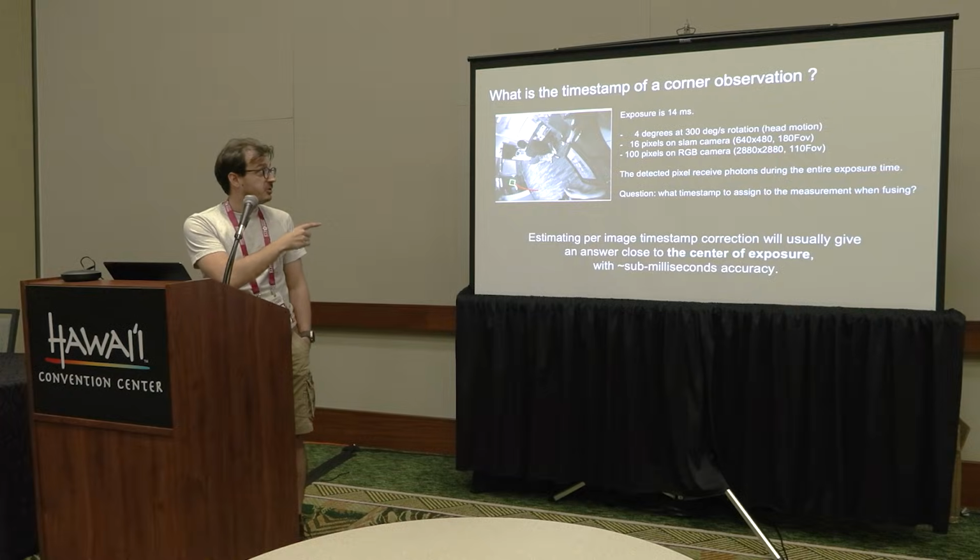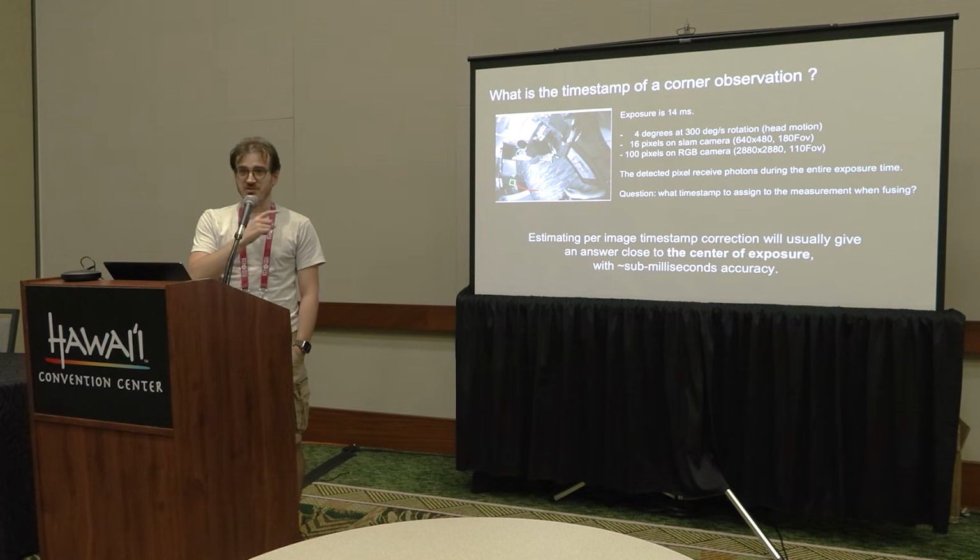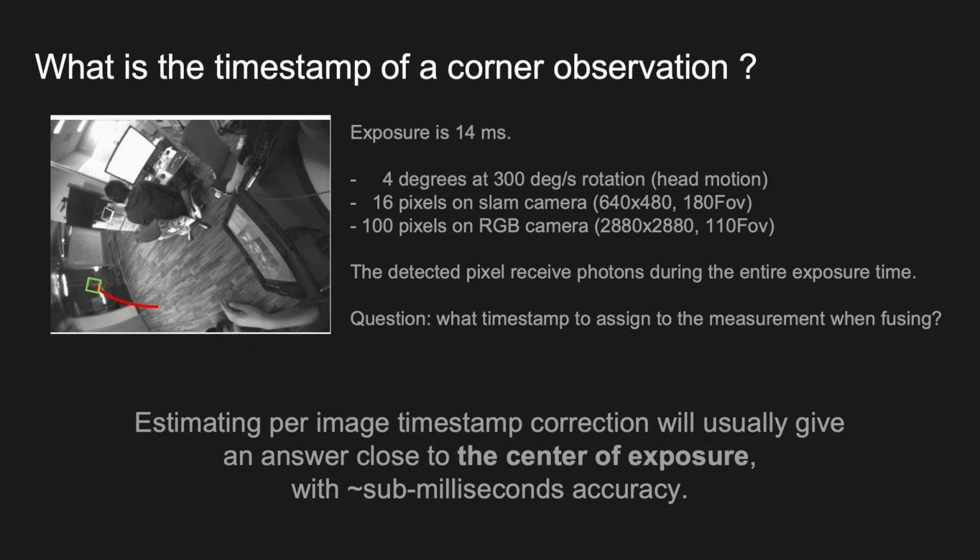4 degrees of rotation. If you convert that to pixels for the SLAM camera we have on Aria, it's 16 pixels. If you convert that to pixels on the RGB image, because of the high resolution, it's 100 pixels. So when you detect a corner on an image, you cannot really associate it to a timestamp to better than the 14 milliseconds. When you want to fuse this data with the IMU time series, you need to associate a timestamp. Which one do you choose over the 14 milliseconds?